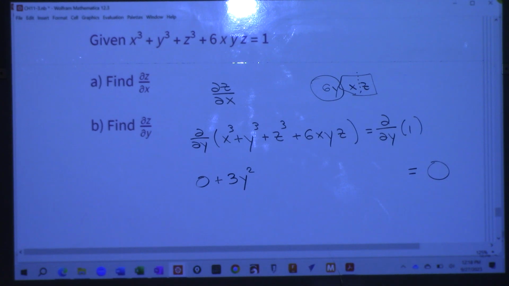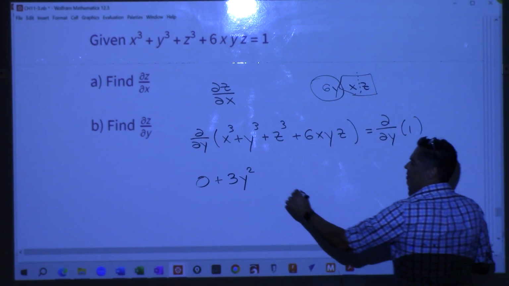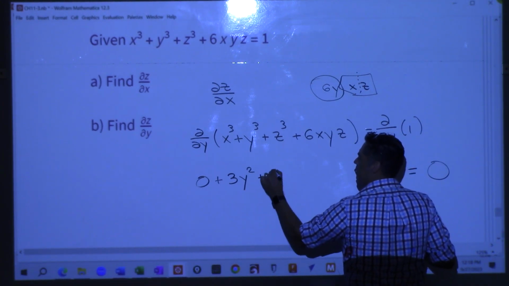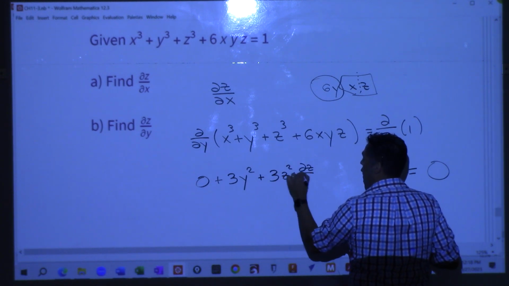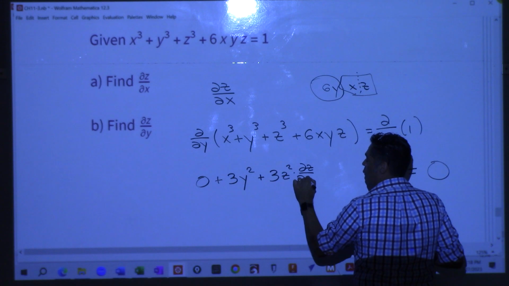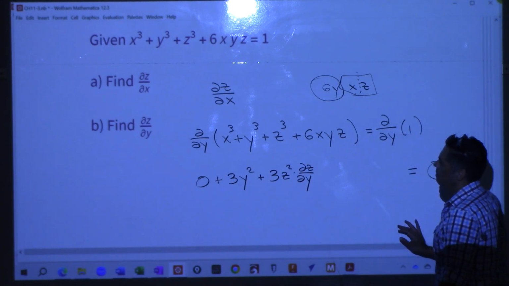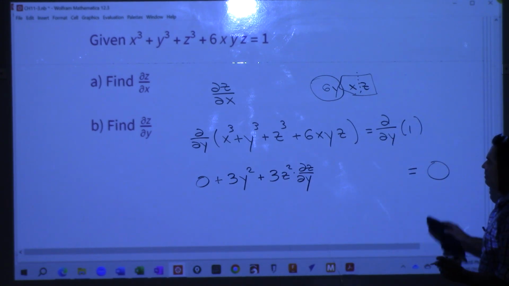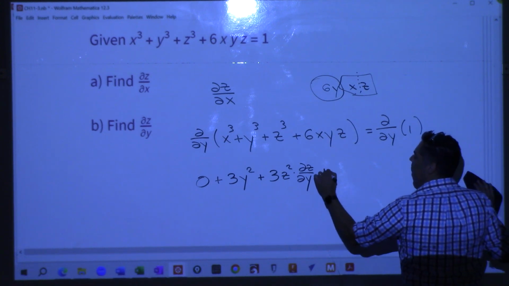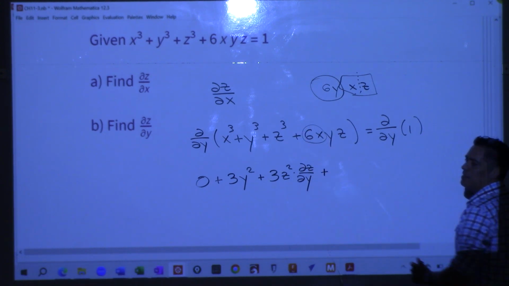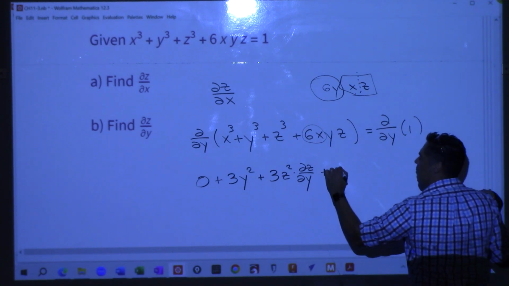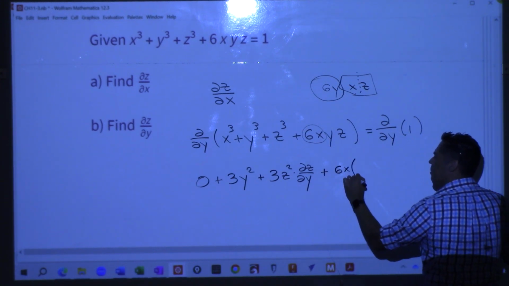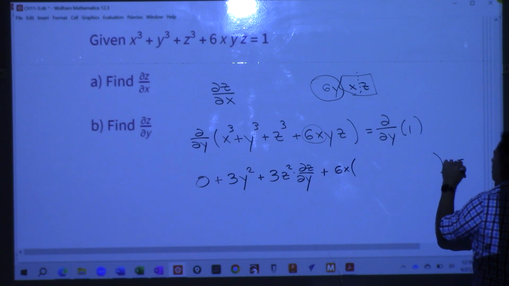So you don't need to put that there. And then you have this, 3z squared. You do need the partial z with respect to y. And basically the same thing, except this time the 6x is the constant, right? The 6x is the constant, not the 6y. So put 6x and then parentheses, little product rule in here.